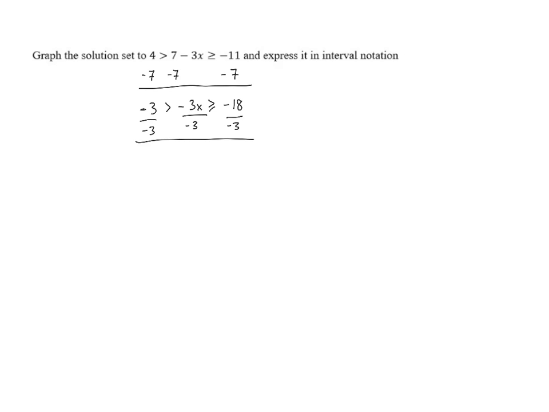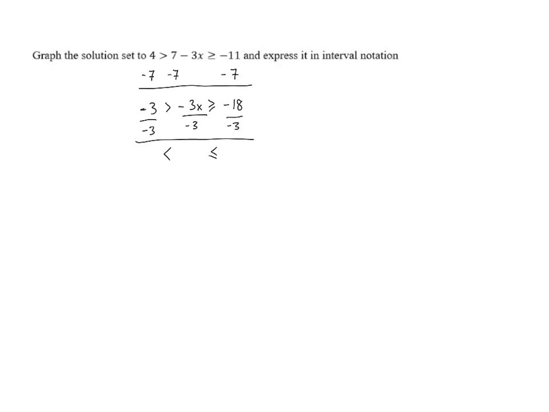The first greater than sign is going to become a less than sign, and then the greater than or equal to sign is going to be a less than or equal to sign. This rule is exactly the same in a double inequality as it is in a regular inequality, so we have to make sure that we're following it properly.